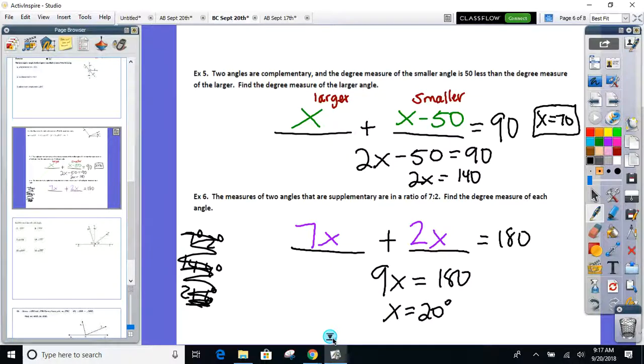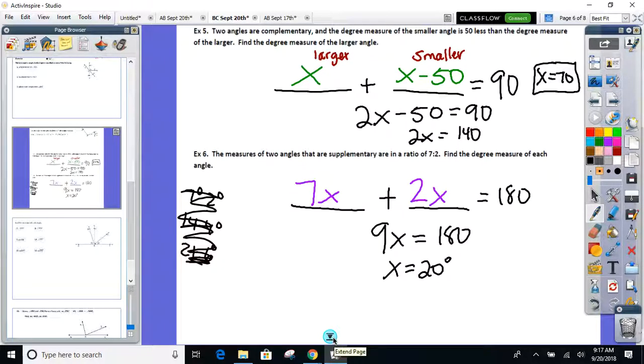No. I have to go back and plug and chug. So the smaller angle, where am I going to plug 20 in to find the smaller angle? Into 2x, so 2 times 20, 40. And then the larger one you're going to plug into 7x, so 7 times 20, 140. And hey, quick check. What do you notice about 40 and 140? They add up to 180, so they have to be supplementary.